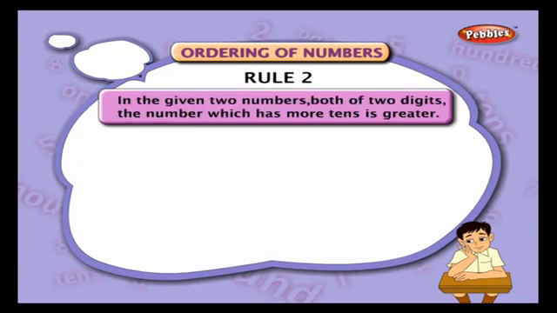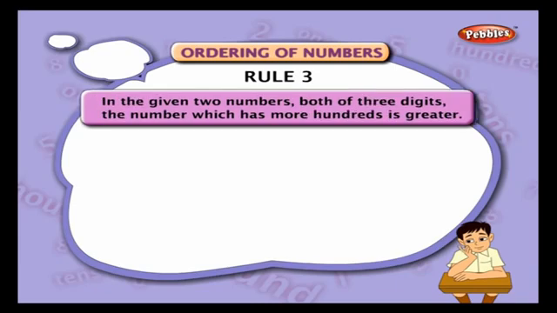Rule 2. In the given 2 numbers, both of 2 digits, the number which has more tens is greater. For example, let us take 2 numbers 34 and 12. 34 has 3 tens and 12 has 1 ten. 3 is greater than 1. So, 34 is greater than 12. We write this as 34 > 12.